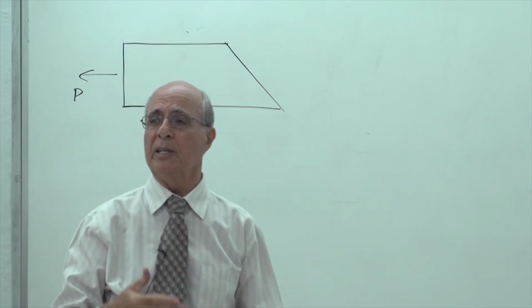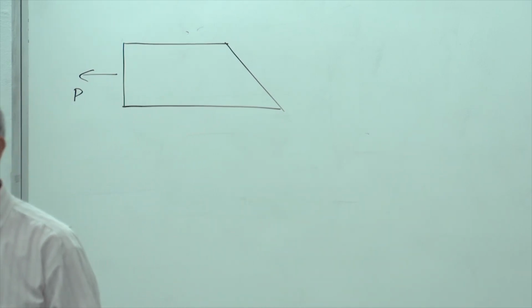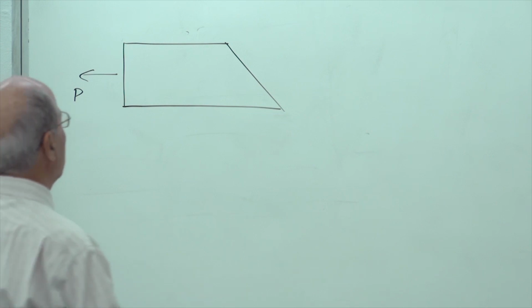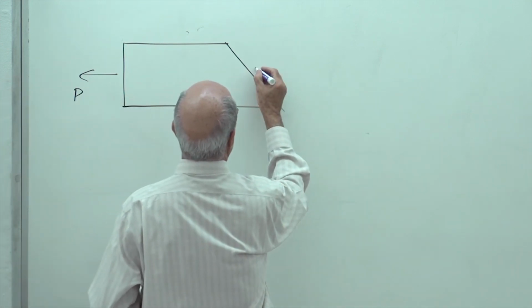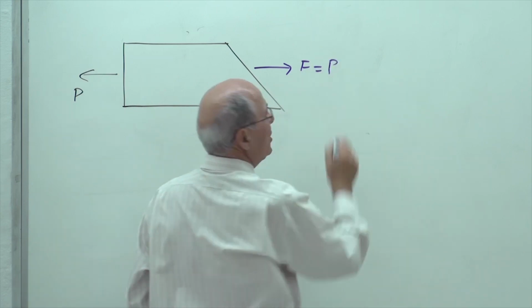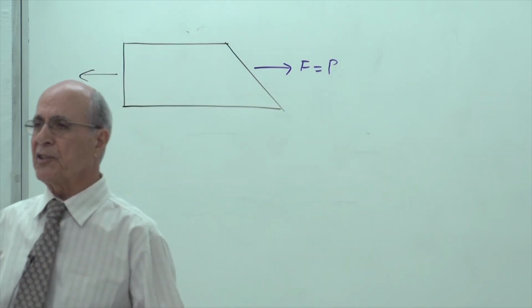Internal force, obviously, N must be equal to P, but I cannot call it N anymore because that force is not normal to the surface. Everybody understand that? So therefore, I'm going to call this one F, and F is equal to P. Is that correct or not? This is the static part of it.